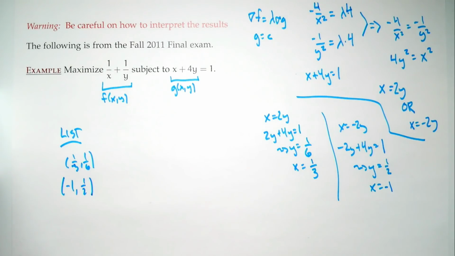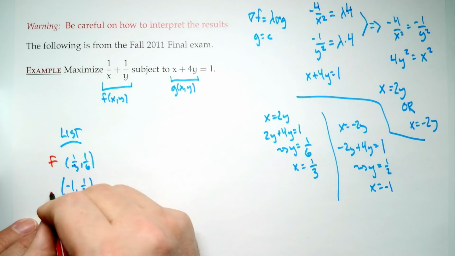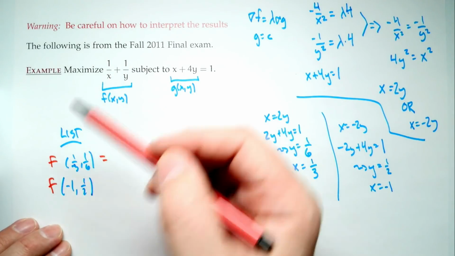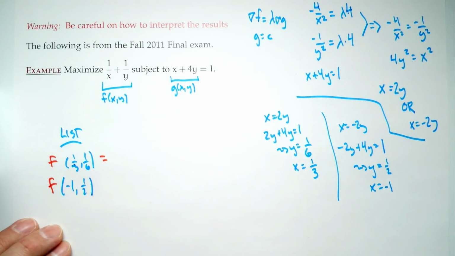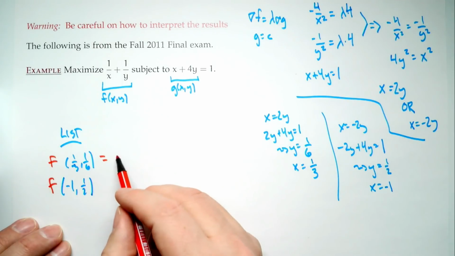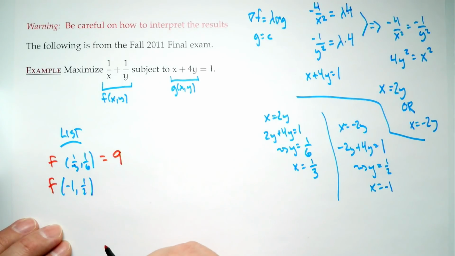We plug them in. Okay, so remember that we're going to do 1 over x plus 1 over y. 1 over 3, well, we'll do 1 over 1 over 3. So that's going to become 3. 1 over 1 over 6 is going to become 6. So I'll put those together, that gets 9. Plug in negative 1 and a half. Well, 1 over negative 1 is negative 1. 1 over a half would be 2. Negative 1 plus 2 is 1. Okay. Now, which one's the maximum?